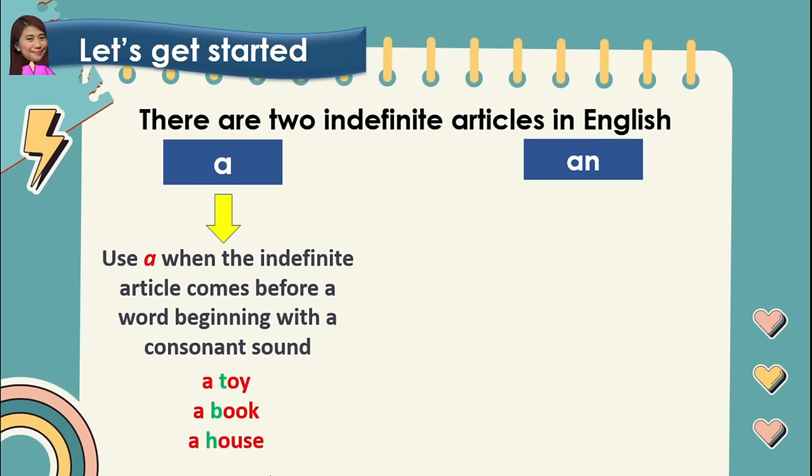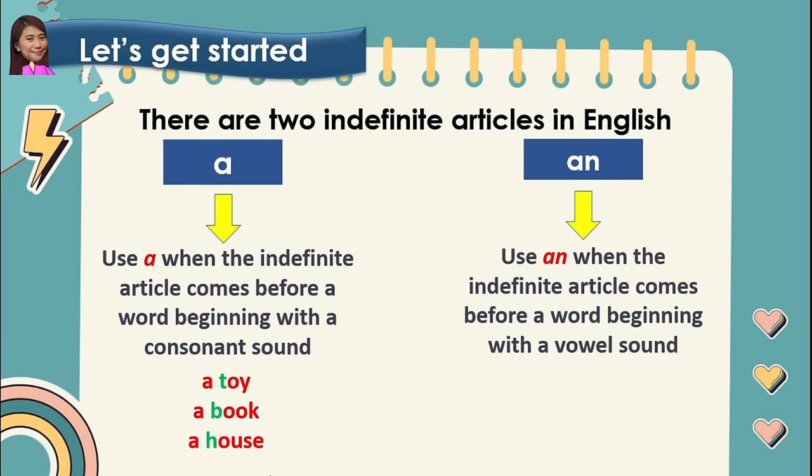For examples, a toy. We use article a because the word toy has a consonant sound t. Next example, a book. We use article a in the word book because book starts with a consonant sound b. And lastly, a house. We use also article a before the word house because it begins with a consonant sound.